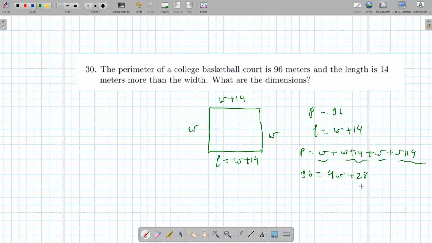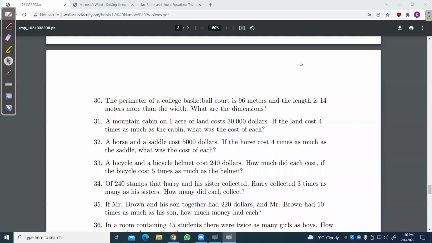Then you subtract 28 on both sides. What does that give? 68 equals 4W. Then you divide both sides by 4. This gives you 17. So the width is 17. That means the length is 17 plus 14, 31 meters. Does this make sense to you? Yeah. Perimeter is just the sum of all four sides of the shape.